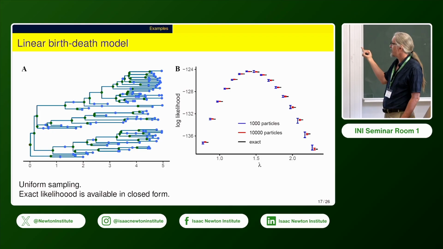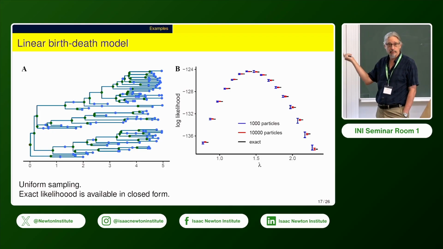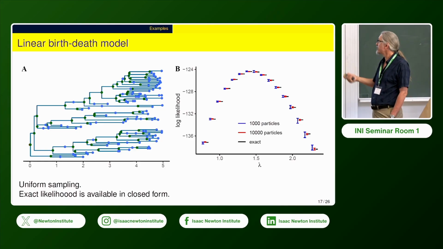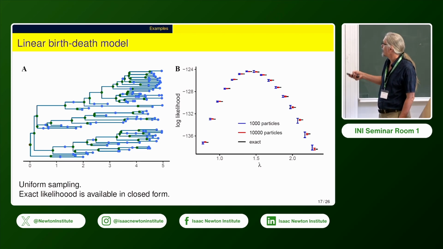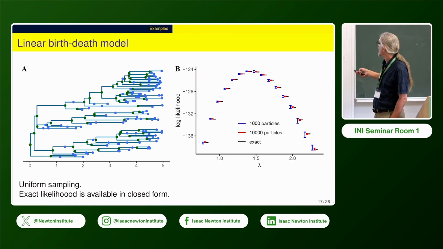This is a case for which the exact likelihood is available in closed form, the linear birth-death process that I showed you before. So this is just a sanity check. Here is an example genealogy that I simulated. And here is a slice through the likelihood surface along the birth rate direction, showing the likelihood for both the exact case and different degrees of computational effort.